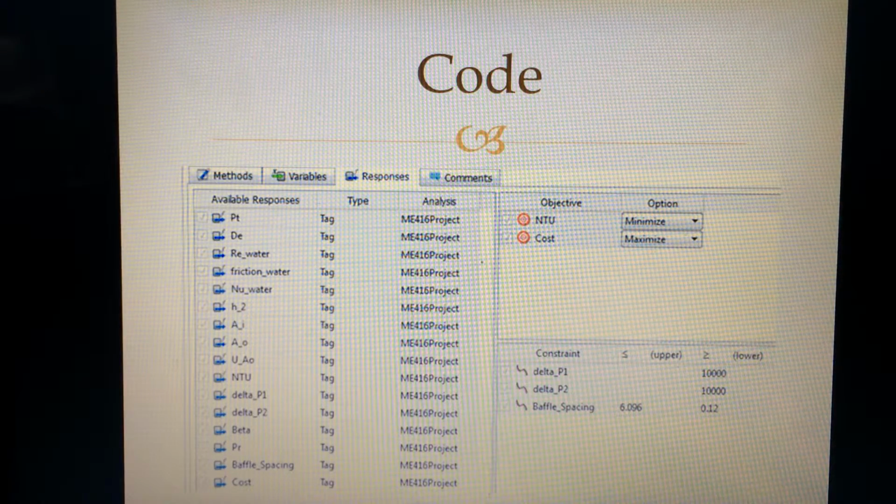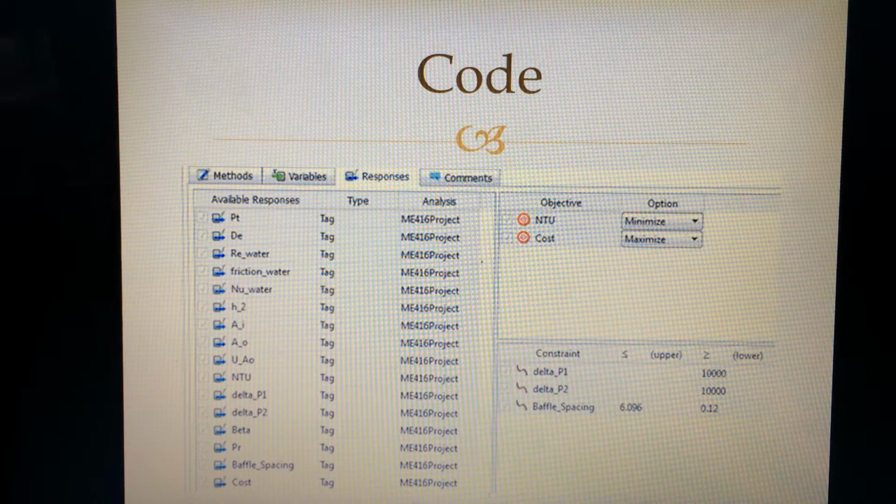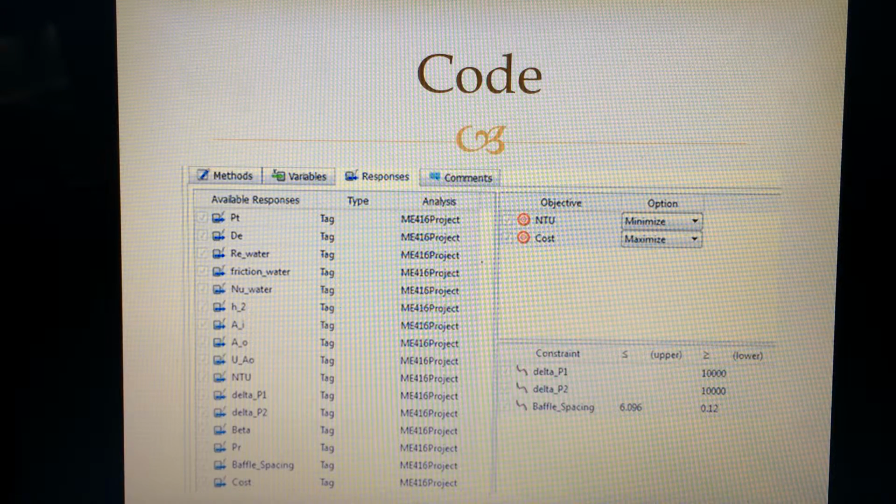There are also a numerous amount of responses associated with these variables, and these responses needed to be constrained in order to remove any infeasible designs. The 2 main constraints that we used were the pressure drop and baffle spacing. We determined the minimum pressure drop needed was around 10 kPa just to ensure we had proper fluid flow, and a minimum baffle spacing of 1/5 the total length.